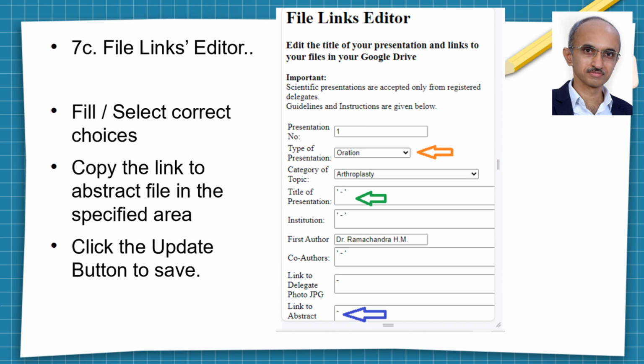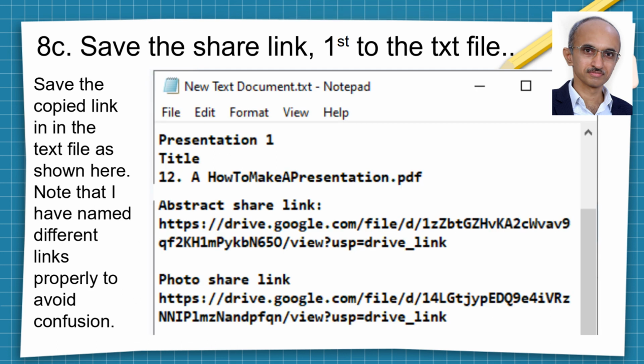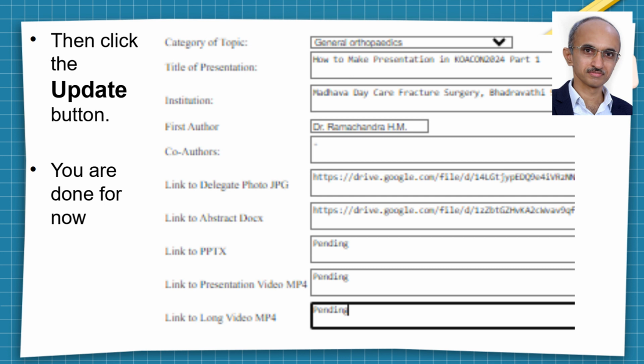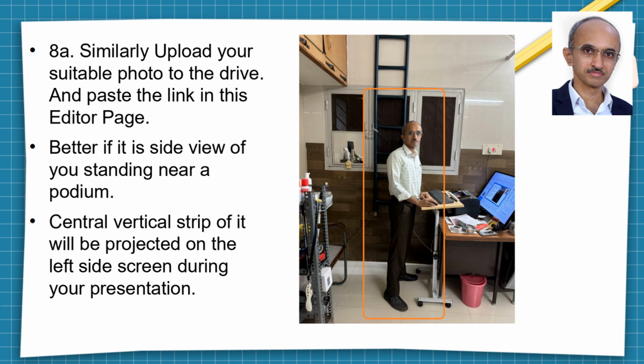Here you can see the file links editor. Start by selecting the correct type of presentation and category of topic. Then fill the title of presentation. Now open your text file, which you have saved earlier. Copy the link to share the abstract file in the specified area. Click the update button to save. That is half the job done.